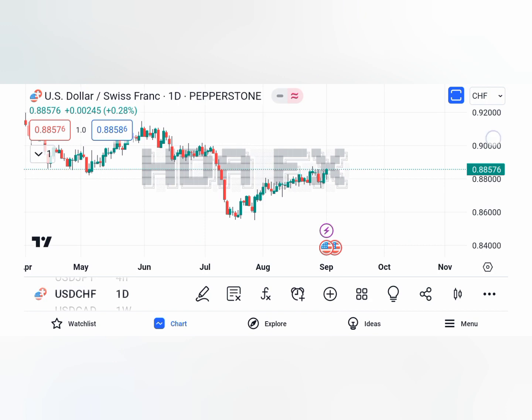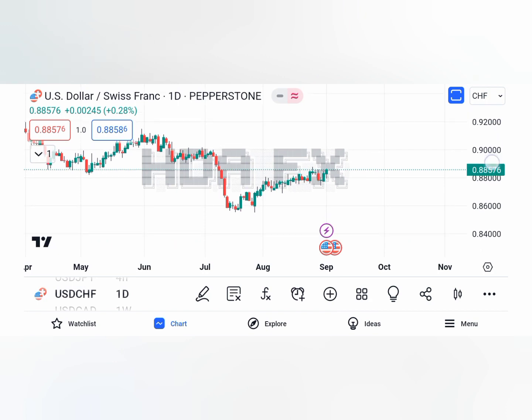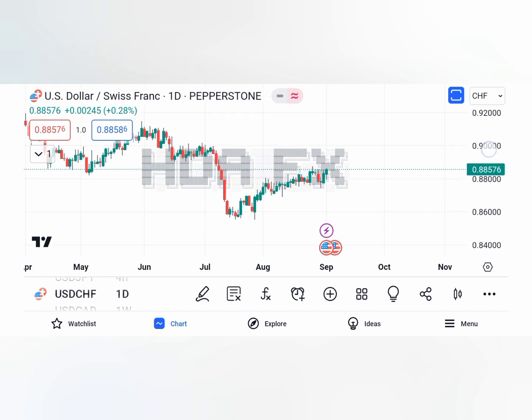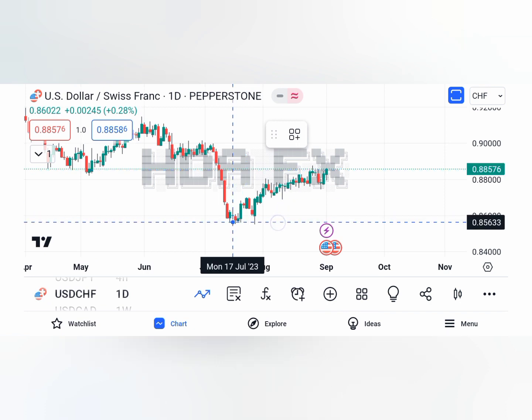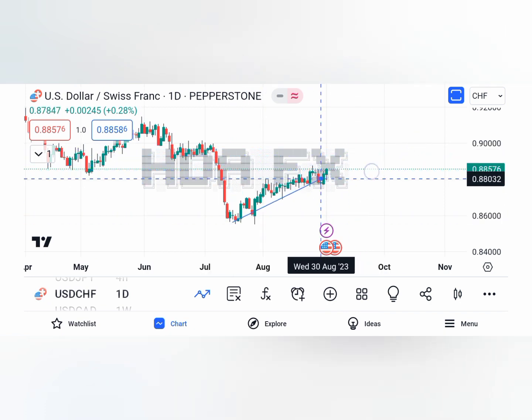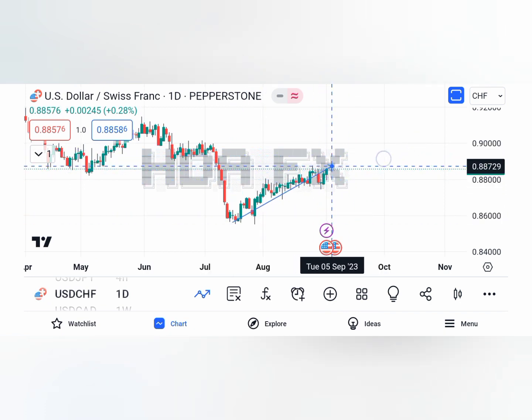Our next pair we'll be looking at is USD CHF. On USD CHF, if you study recent price action, we can see that the market is kind of bullish. We have this bullish move, this upward move on USD CHF.